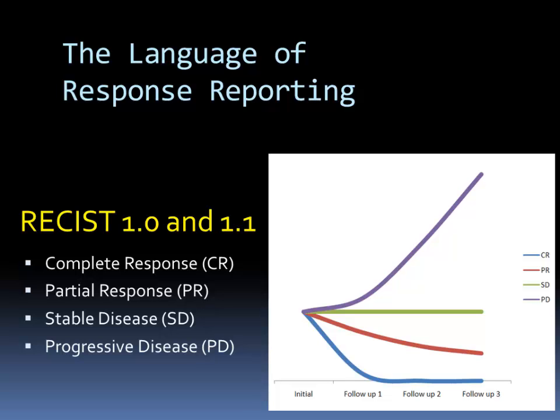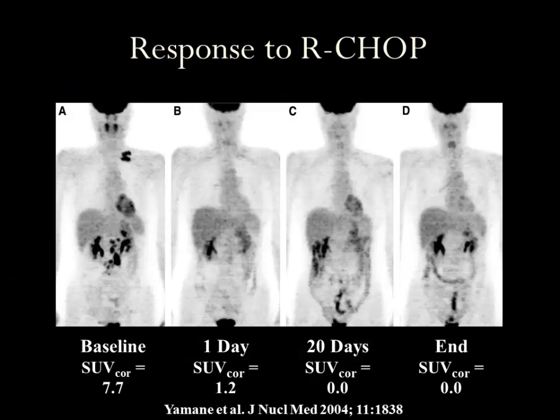We use RECIST 1.0 and 1.1 with CT reporting, and the language that's been developed has been complete response, partial response, stable disease, and progressive disease. So our clinicians at MD Anderson, when they order a PET-CT scan and follow up of patients with malignancies, do expect to see these categories in our reports. They basically want to know is the tumor same, better, or worse. So that should be one thing we strive for with our reporting.